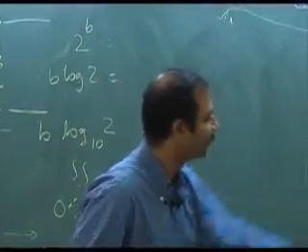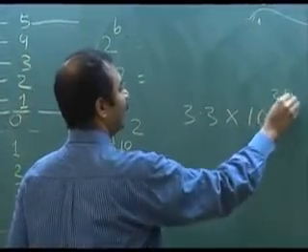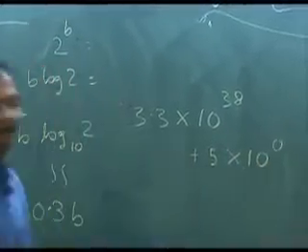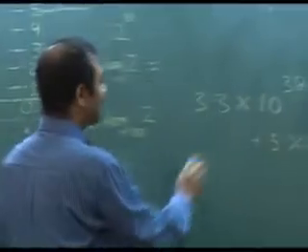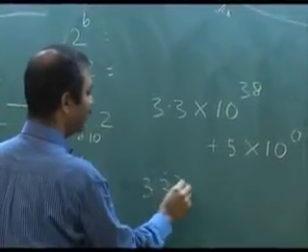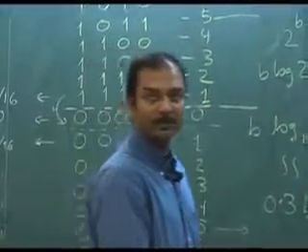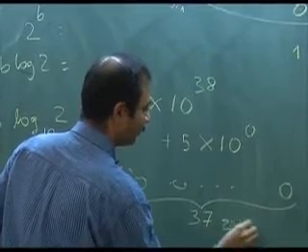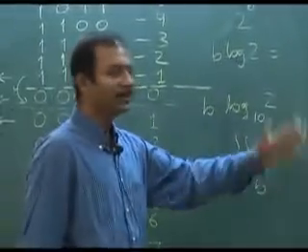So you have 3.3 × 10^38 plus 5 × 10^0, right? The first thing you have to do is line up the exponents. You do that by writing 3, 3, and then you keep adding how many? Approximately 37 zeros. That's the first number, which has now been denormalized.